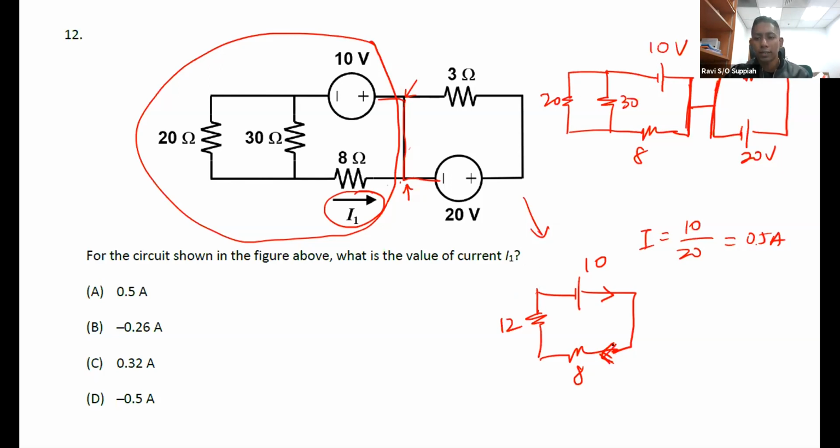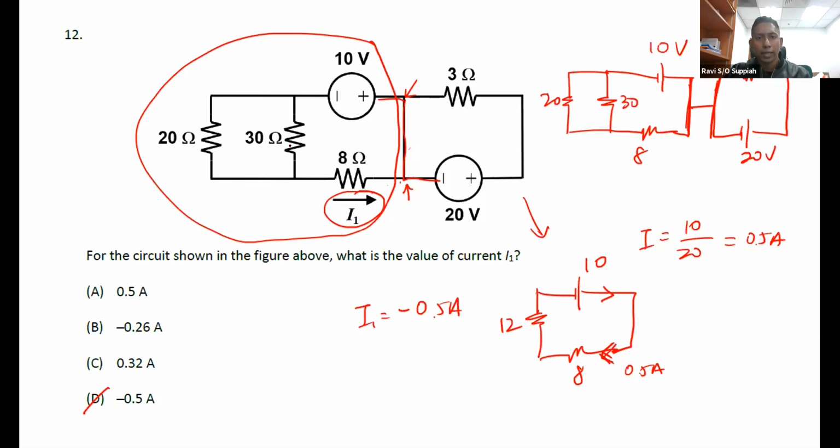So if the current in this direction is 0.5 ampere, then I1, which is in the opposite direction, is supposed to be negative 0.5 ampere. Okay, so that's why the answer here is D. So you need to reference back based on the answer that you get and relate it to the arrow that is already drawn. In this case, the arrow is drawn in the opposite direction.